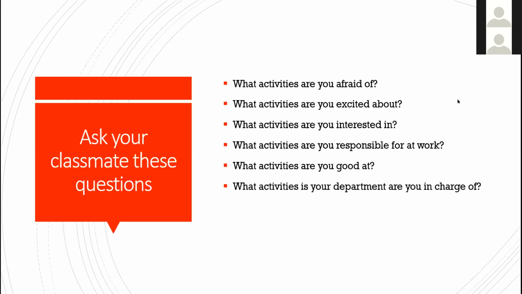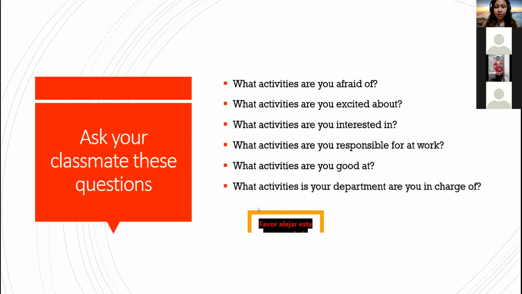Let's see who else is here. Okay, Ruth Marina, help me read the next question. Oh, she might not be listening. Sandy, help me read the next one. What activities are you good at? What's the verb with the preposition? Good at. Very good. What is the last one, Beatrice? What activities are you in charge of in your department? Oh, I think this was supposed to say in your department. This is my mistake.